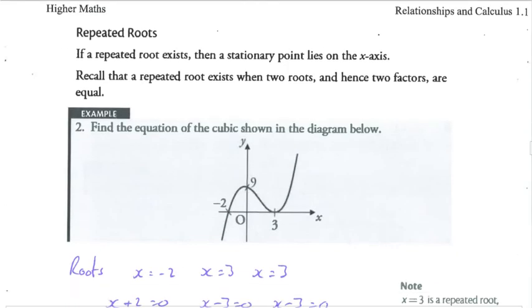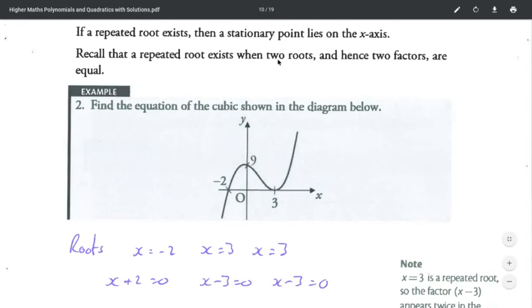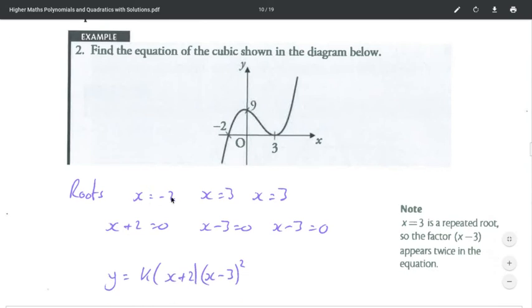If we have a curve that touches the x-axis, we will have repeated roots. So that links back to our b squared minus 4ac knowledge from National 5. Recall that a repeated root exists when two roots and hence two factors are equal. So we have a repeated root there. So step 1, write down our roots: x equals -2, x equals 3, and x equals 3 again.